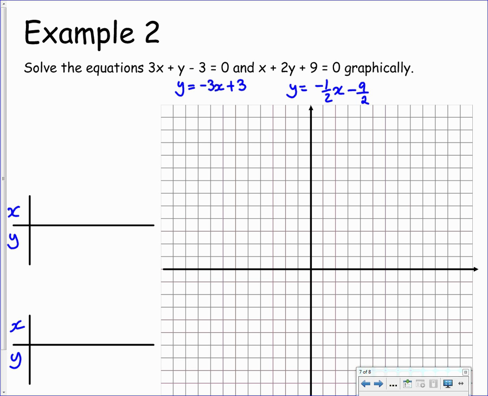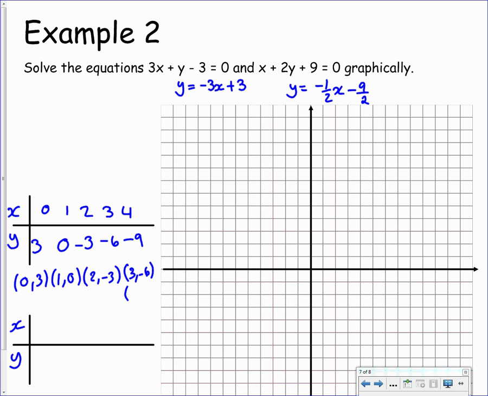So starting off with y equals negative 3x plus 3. Again, we can choose some values of x. Let's go for 0, 1, 2, 3, and 4 again. And we substitute these values into the equation. When we do this, we get 3, 0, negative 3, negative 6, and negative 9. Those then become our coordinates. So our coordinates are 0, 3, 1, 0, 2, negative 3, 3, negative 6, and 4, negative 9.